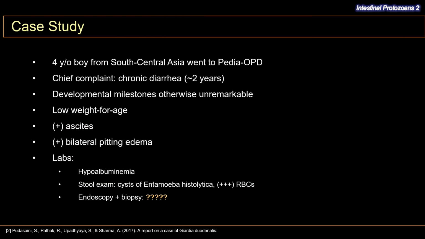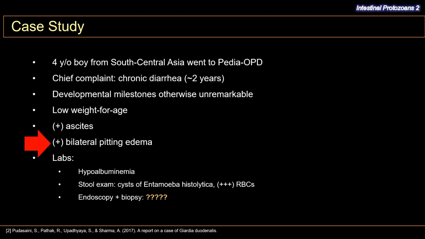Let's now introduce our trigger case by Budesini et al. A 4-year-old boy went into the pediatric outpatient department in a South Central Asian hospital complaining of diarrhea since 2 years of age. Developmental milestones were unremarkable, but the child was underweight for his age, and there was observable ascites and bilateral pitting edema.